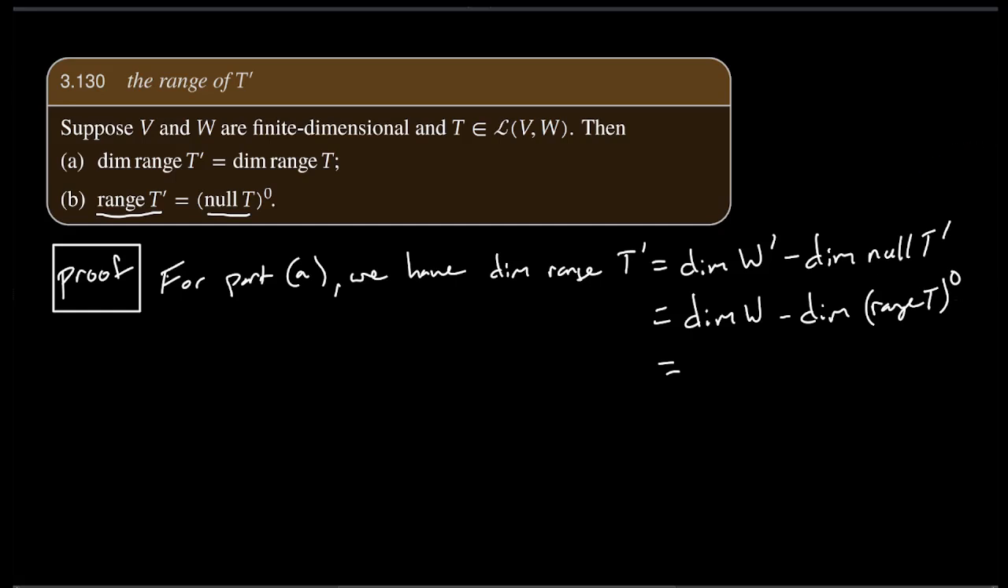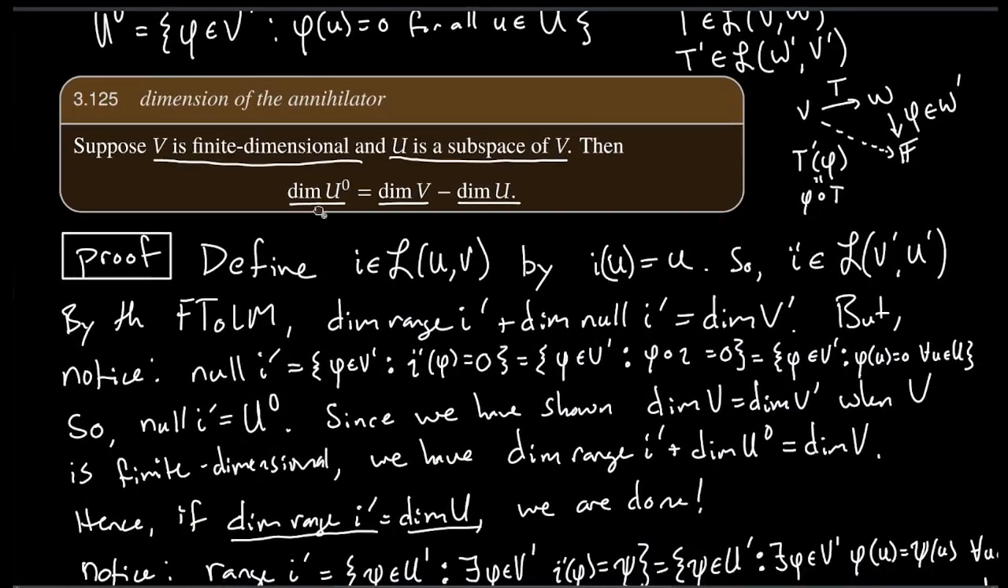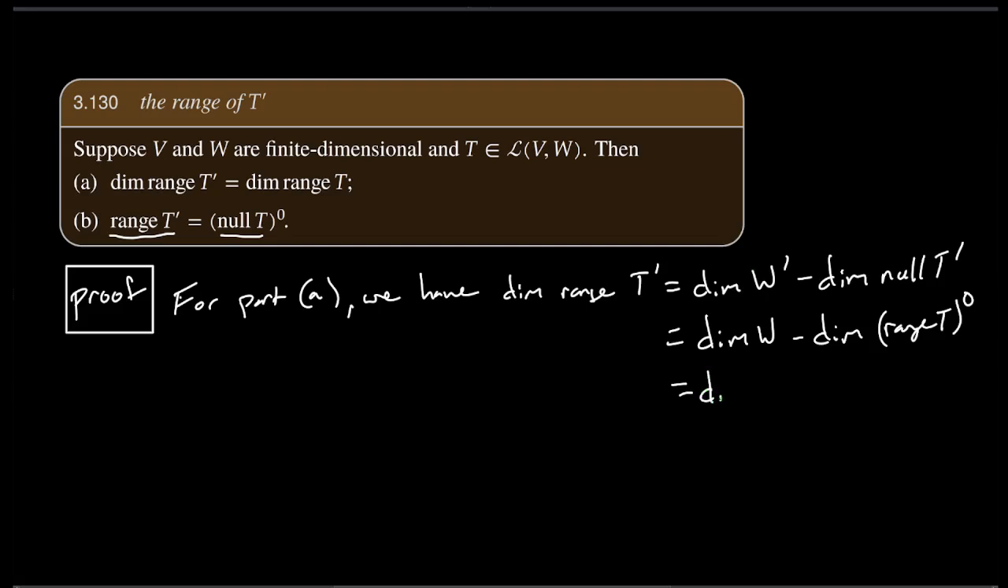Now, do you remember any formulas involving the dimension of an annihilator? Maybe this first little bit we proved today, where we said the dimension of an annihilator is the dimension of the whole space minus the dimension of that subspace. So this says dim W minus, well, what is the range of T a subspace of? It's a subspace of W. Dim W minus dim range T.